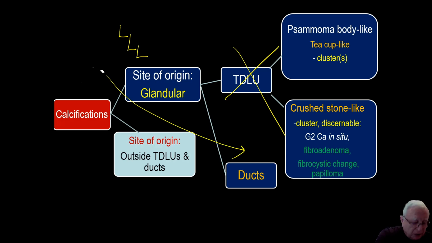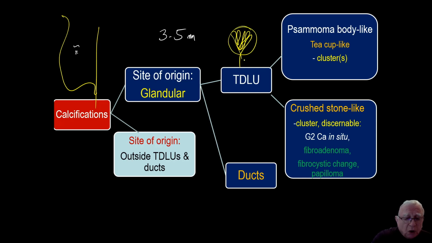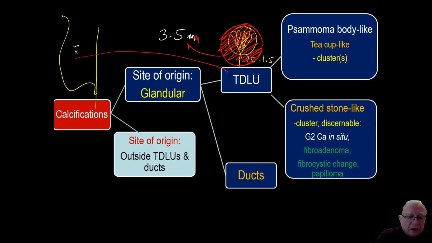The other option is that here are the mammograms, and you see cluster calcifications, usually a very, very small area, 3 to 5 millimeter. The TDLU originally measures about 1 to 1.5 millimeter. Now it's going to be distended, but not very much, 3 to 5 millimeter. And so then I say they are in the TDLU.